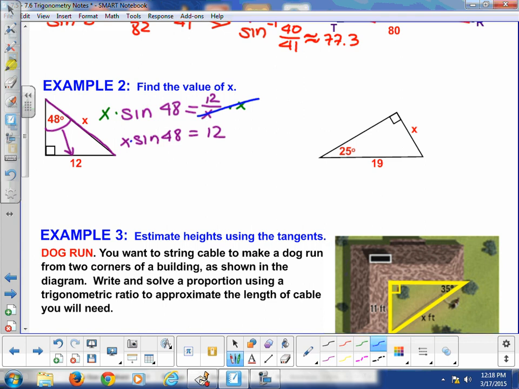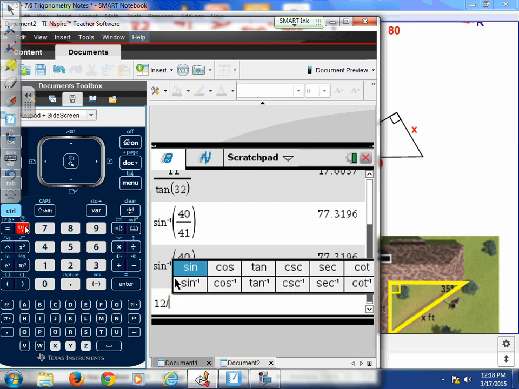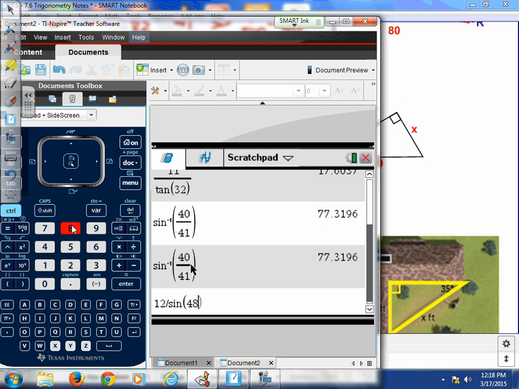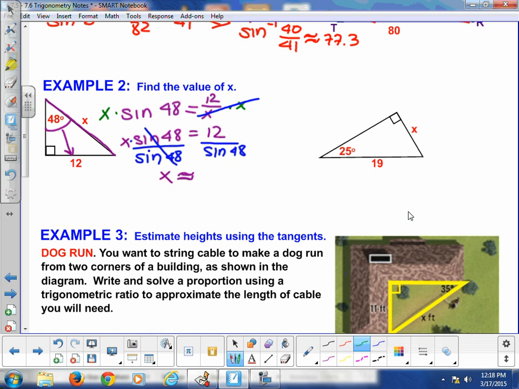Remember, it's multiplication between the x and the sine 48. In an effort to get x all by itself, I must divide each side by sine 48. Sine 48 is one number. And we have x is equal to, ish, 12 divided by sine 48. And that is 16.1. I think I wrote the longer number before. We'll just leave it in tenths. 16.1.